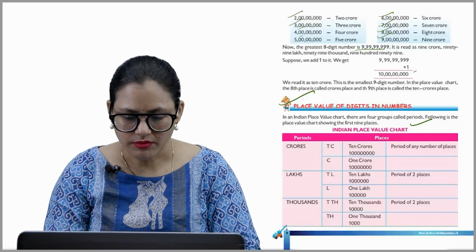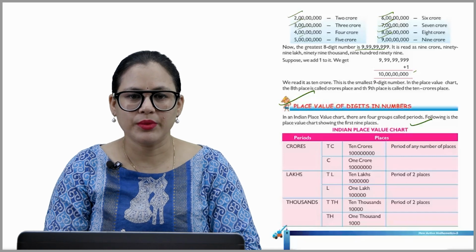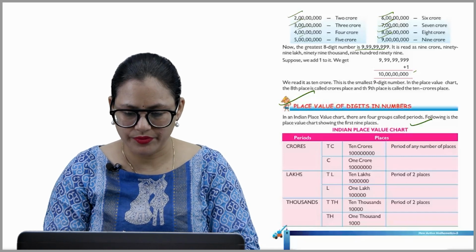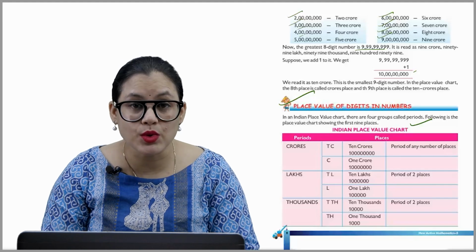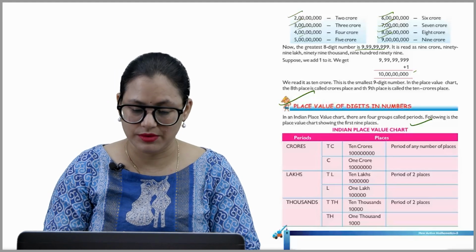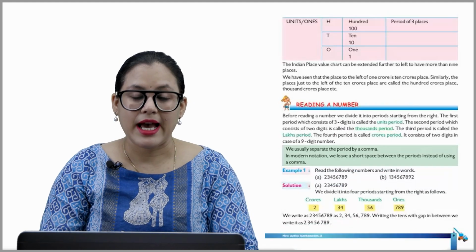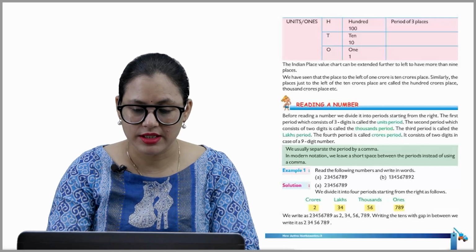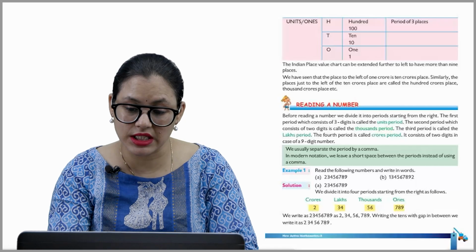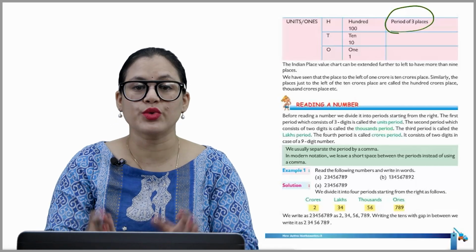Okay, so crores period, we have 10 crore, crore. Okay, then lakhs, 10 lakh, lakh, and thousands periods we have 10,000s and 10,000, thousand. Okay, and in ones period, or we can say units period, we have 100, 10 and 1. Okay, so this is the only period which has 3 places.